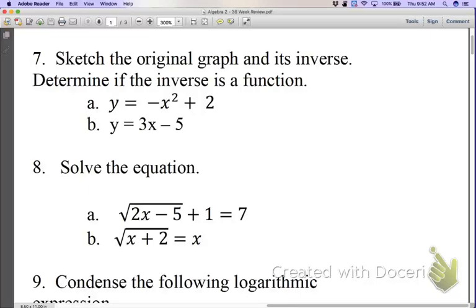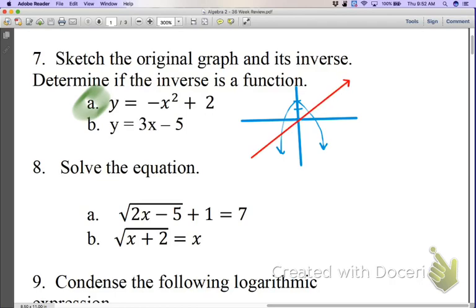So like on 7, if we just look at 7a, the original graph for A is going to look something like this. It's flipped and up 2, so 1, 2, so it's going to look something like this. So if there's the original, what's going to happen is it's going to reflect over this line.